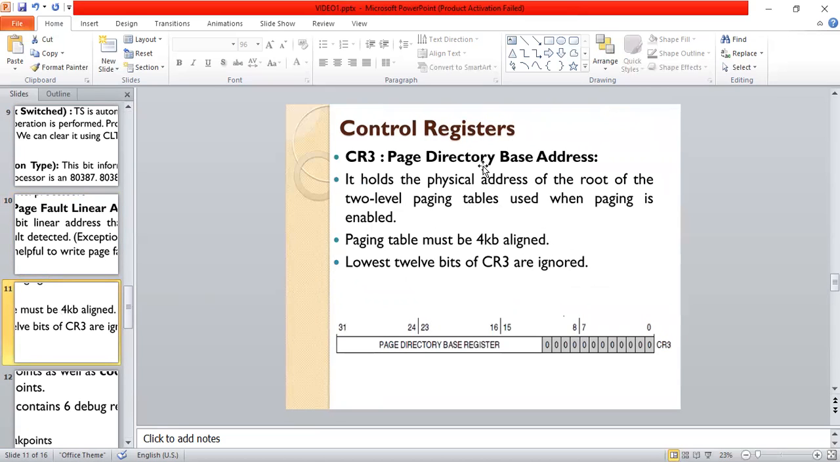Control register CR3, the page directory base address. It holds the physical address of the root of the two-level paging tables used when paging is enabled. The page directory must be 4 KB aligned. As shown in the figure, the lowest 12 bits of CR3 are ignored.